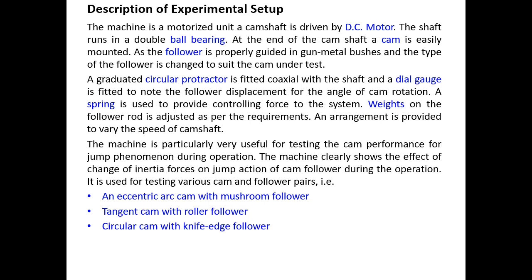At the end of the camshaft, you will see the cam is mounted, as the follower is properly guided in gunmetal bushes, and the type of the follower is changed to suit the cam under test. So we have different types of combinations of cam and follower. Those are eccentric arc cam with the mushroom follower, tangent cam with the roller follower, circular cam with the knife edge follower, or we can make combinations of cam and follower in different ways.